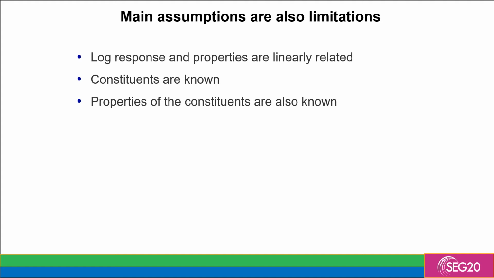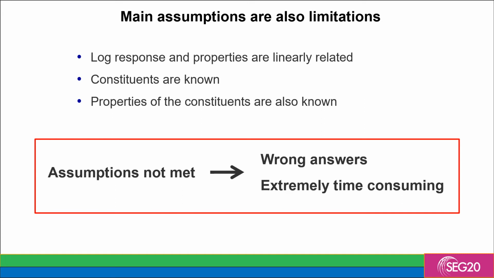And here's the tricky part, because remember that if we have more constituents than logs, we need to group them into composite minerals whose properties are effectively unknown. In practice, the way we solve for these unknown properties is manually by trial and error, one at a time, and this process is also very time-consuming. So if the assumptions are not met, we can not only end up with wrong answers, but it can be extremely time-consuming to get them right, in particular when the lithologies are complex.